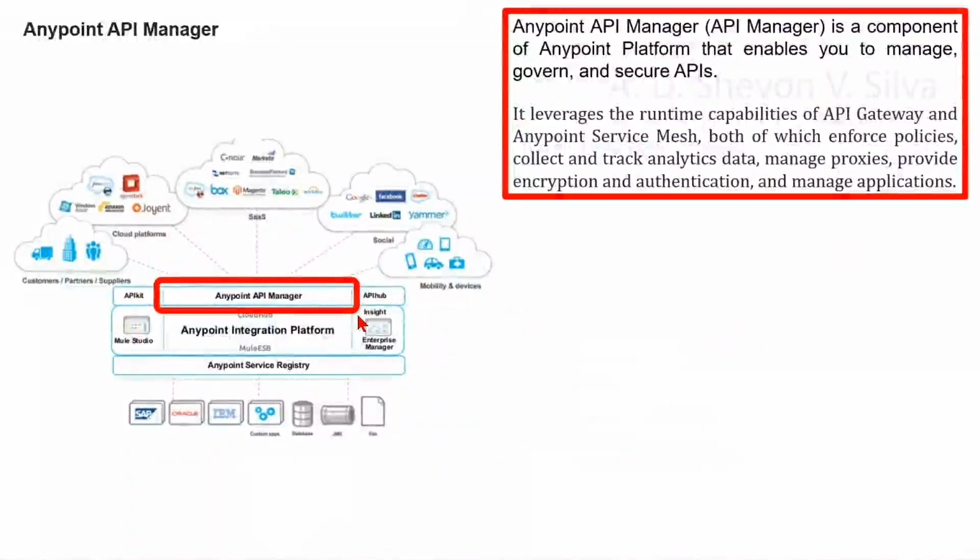Now we are considering Anypoint API Manager. Anypoint API Manager is a component of Anypoint platform that enables you to manage, govern, and secure APIs. It leverages the runtime capabilities of API Gateway and Anypoint Service Mesh, both of which enforce policies, collect and track analytics data, manage proxies, provide encryption and authentication, and manage applications.